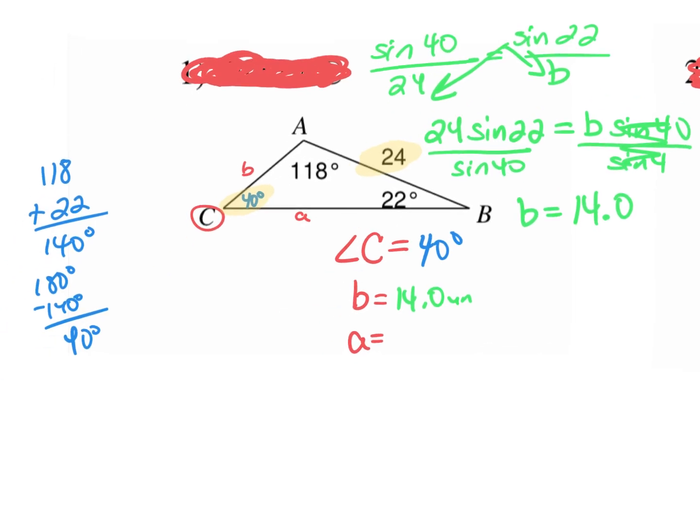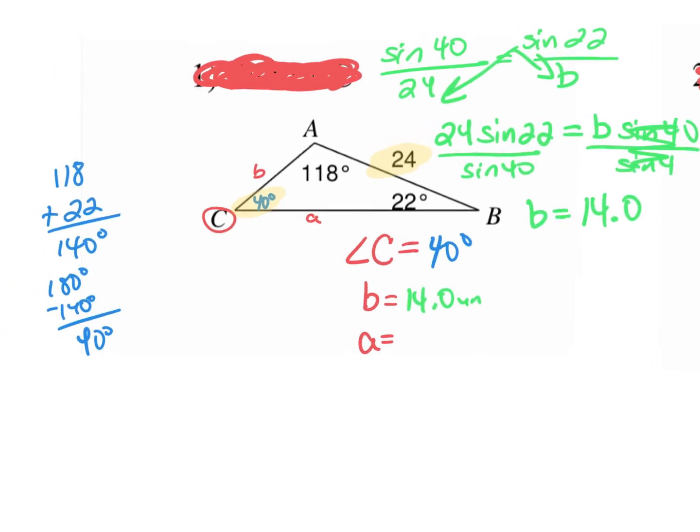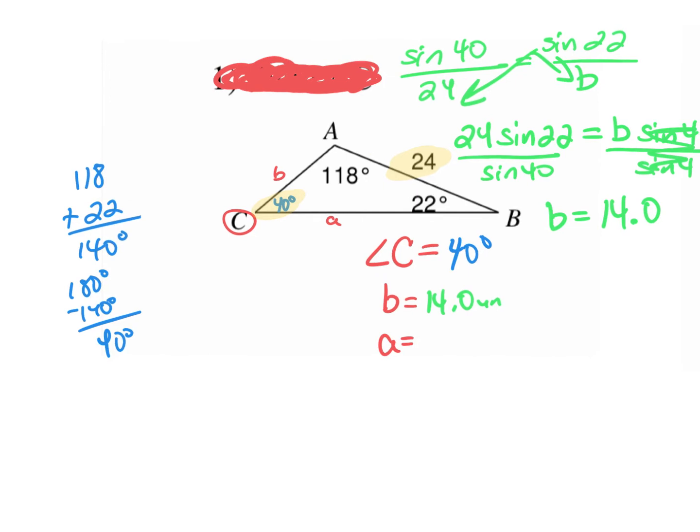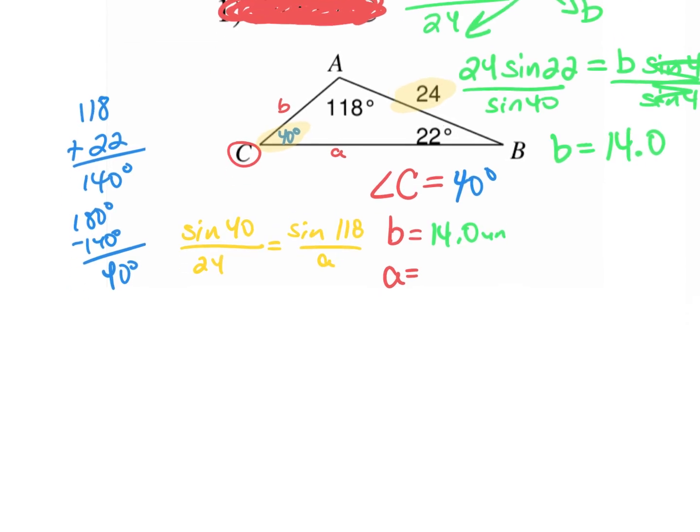All right, so now I have to find side A. We're going to do the exact same thing. We're going to find it the exact same way. I'm going to go to the original proportion that they gave me. Sine of 40 over 24 equals sine of 118 over side A. So now we cross multiply. 24 times the sine of 118 equals A times the sine of 40. Divide both sides by the sine of 40.